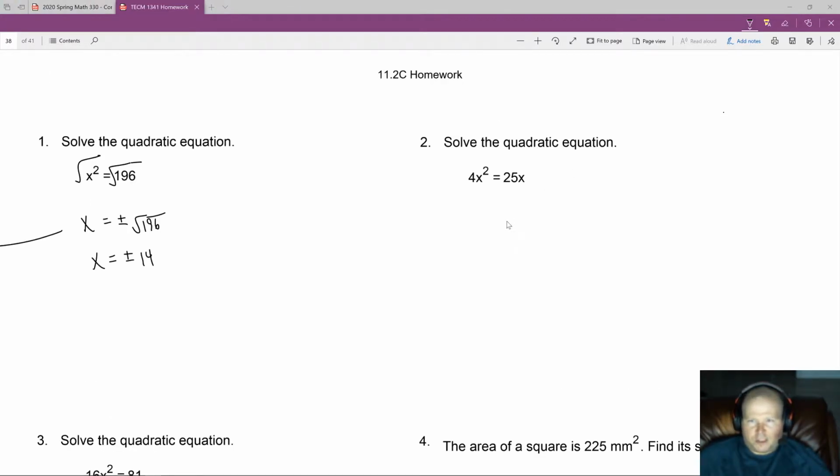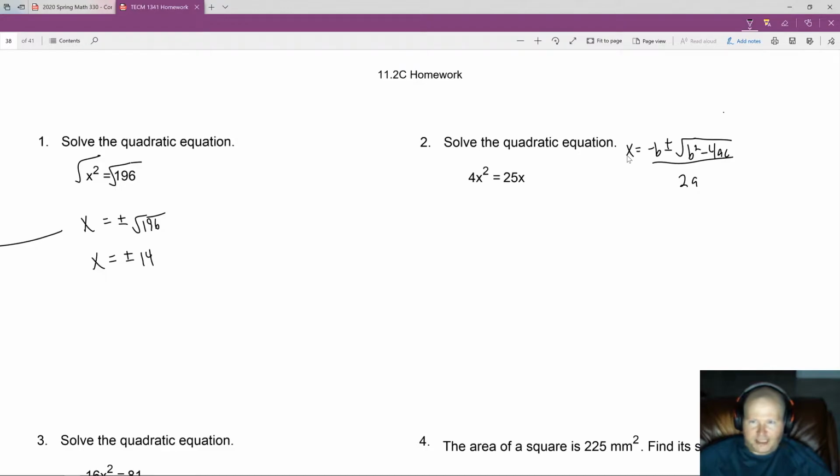Solve the quadratic equation. Now in this instance right here, we probably want to use the quadratic formula. And the quadratic formula looks something like this. X is equal to negative b plus or minus the square root of b squared minus 4ac all over 2a. But before we do that, we have to identify the a's and the b's and the c's.